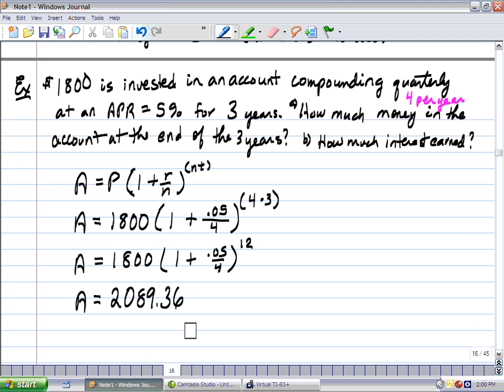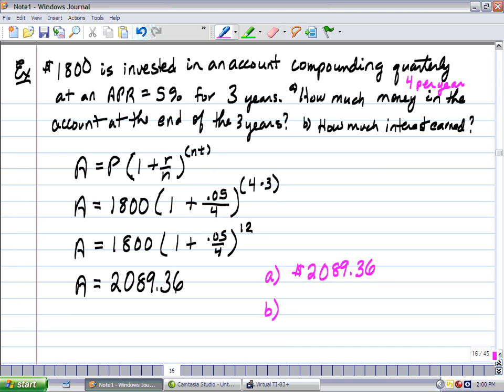Okay, so if I rounded to the nearest penny, that's how much money I would have. If I wanted, I could round to the nearest dollar, round to whatever's asked for. Okay, so the answer to A is $2,089.36. Like I said, you could round to the nearest dollar, $2,089. You could round to the nearest $100, and you would have what? $2,100. So you can do some rounding. It just depends on what information you're looking for.